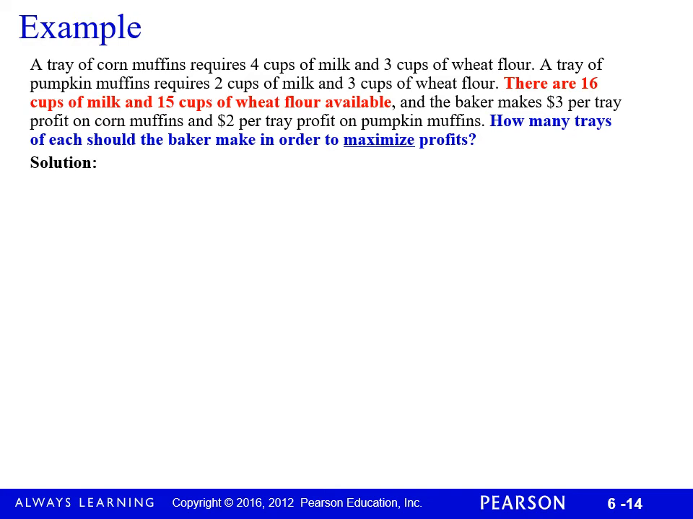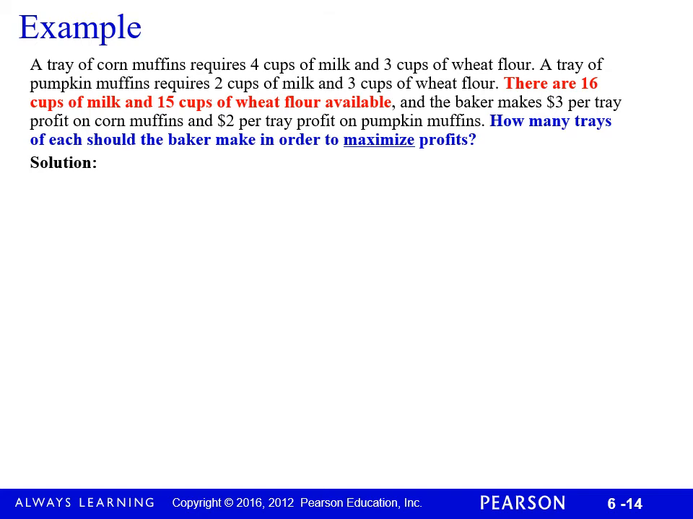Now I put this in red because I wanted you to see these are the constraints, right? I only have 16 cups of milk and I only have 15 cups of flour. So I can't make these muffins if I need more flour or milk. The baker makes $3 per tray profit on corn muffins and $2 per tray profit on pumpkin muffins. How many trays of each should the baker make in order to maximize profits?